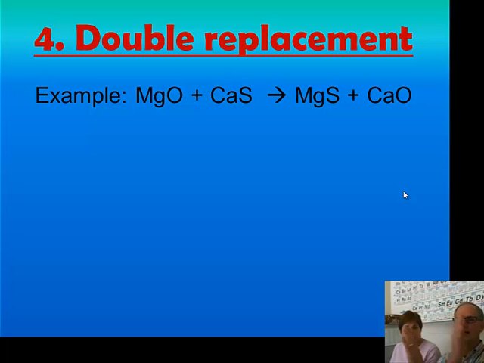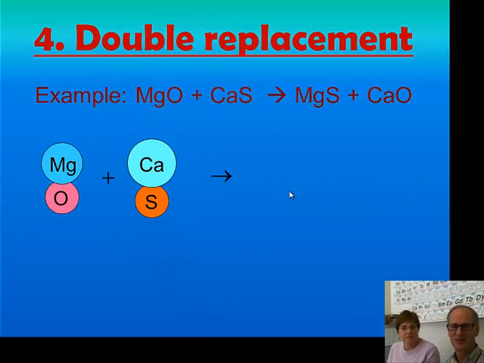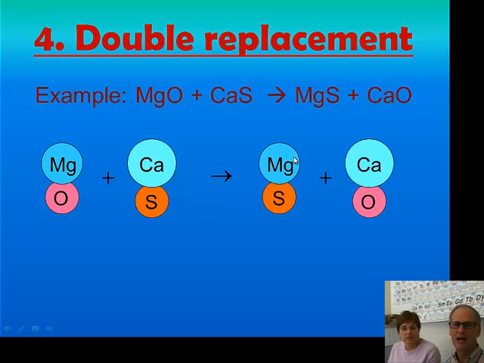What happens? They swap. They switch partners. In my dancing analogy, I call this swapping partners. So look at this. Magnesium was with oxygen. Now magnesium's with the sulfide. Calcium was with sulfur, now it's with the oxygen. Perfect. You just switch. It's easy.